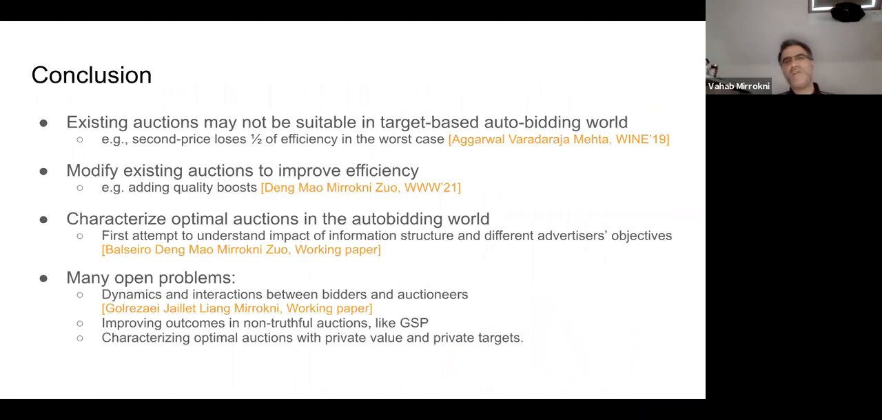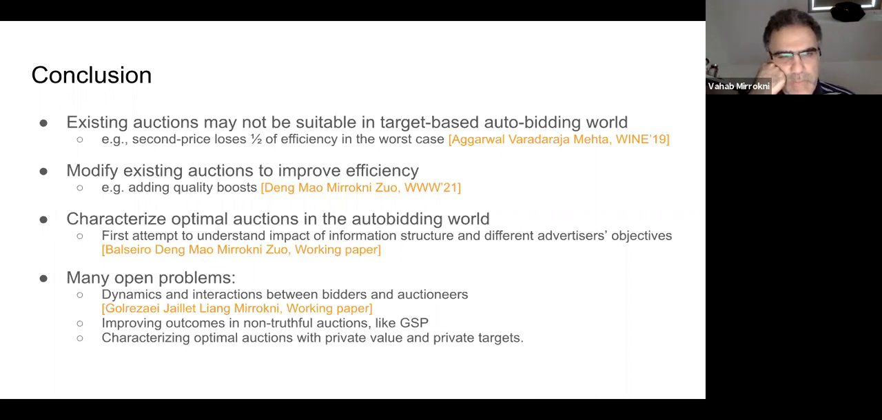So to conclude the first part, we first noted that the existing auctions may not be suitable for the target-based auto bidding world, and maybe quality of our allocations may benefit us here. We also modify existing auctions to improve efficiency and characterize optimal auctions. There are many open problems in this area, so the dynamics of the interactions between the bidders and auctioneers are still open in this new auto bidding world.